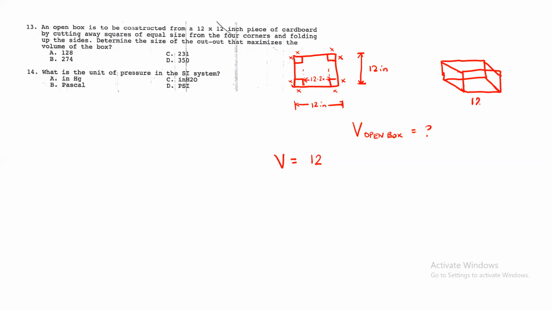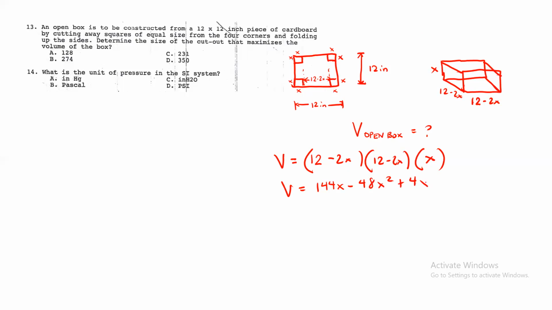So, ito is 12 minus 2x. So, ito rin is 12 minus 2x. So, ito, height niya is puro x na. So, magiging volume natin is 12 minus 2x times 12 minus 2x times yung height na x. So, length times width times height. So, pag pinag-multiply natin lahat, 144x minus 48x squared plus 4x cubed. So, ang derivative natin, para makuha natin maximum volume, magiging 144 minus 96x plus 12x squared.